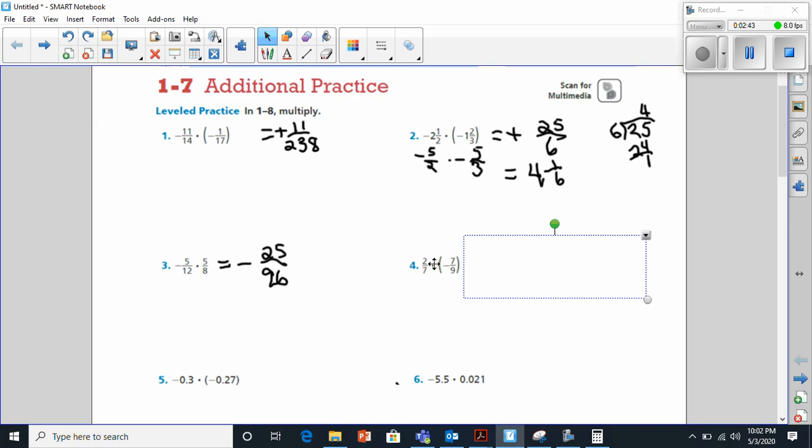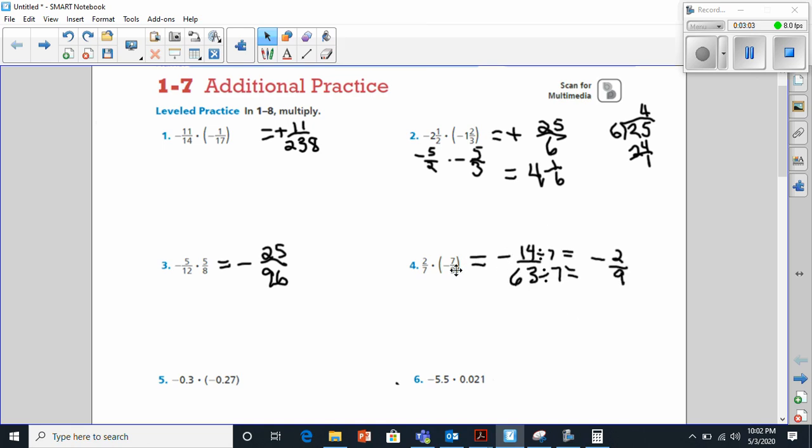Next, we're dealing with number 4. We see that we have a positive times a negative. So we know our answer is going to be negative. But we also realize that we can take these two 7s here, do the butterfly technique, and get rid of them. And that's going to be a negative 2 over 9. Or we could do it the hard way. 2 times negative 7 will give us a negative 14. And 7 times 9 will give us 63. We'll divide both of them by 7 because we're allowed to divide by 1. And we're really dividing by 1 when we take 7 over 7. 14 divided by 7 is 2. 63 divided by 7 is 9. Our answer is negative 2 over 9.